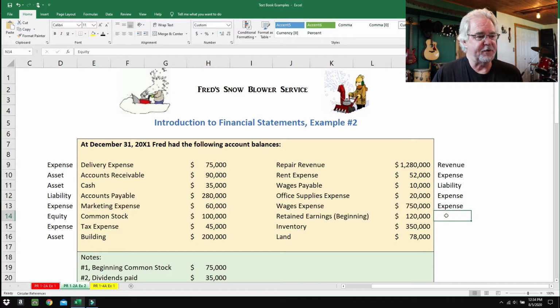Retained earnings. Retained earnings is also a part of equity. It kind of goes hand in hand with common stock, sort of. But it goes in the equity section. Inventory. Well, if you have a snowblower service, it's good to have inventory of snowblowers or inventory of snowblower parts. So that's an asset. Good thing to have. Land's a good thing to have. So there we go, there's our accounts.